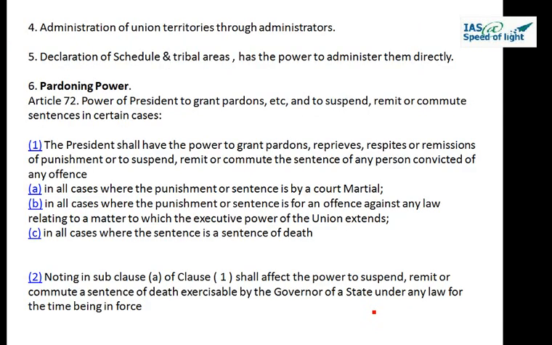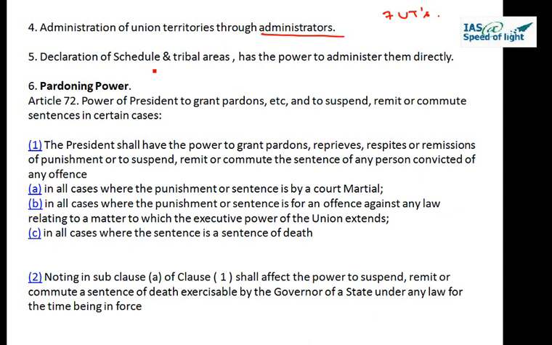The fourth point is the administration of union territories through administrators. Now we know we have 7 union territories. Presently, for the union territories of Andaman and Nicobar, Delhi and Pondicherry, the administrators are designated as Lieutenant Governors. For Chandigarh, the Governor of Punjab is the administrator. The administrator of Dadra and Nagar Haveli looks after Daman and Diu as well, while Lakshadweep has a separate administrator. This is how the President rules these union territories through administrators.